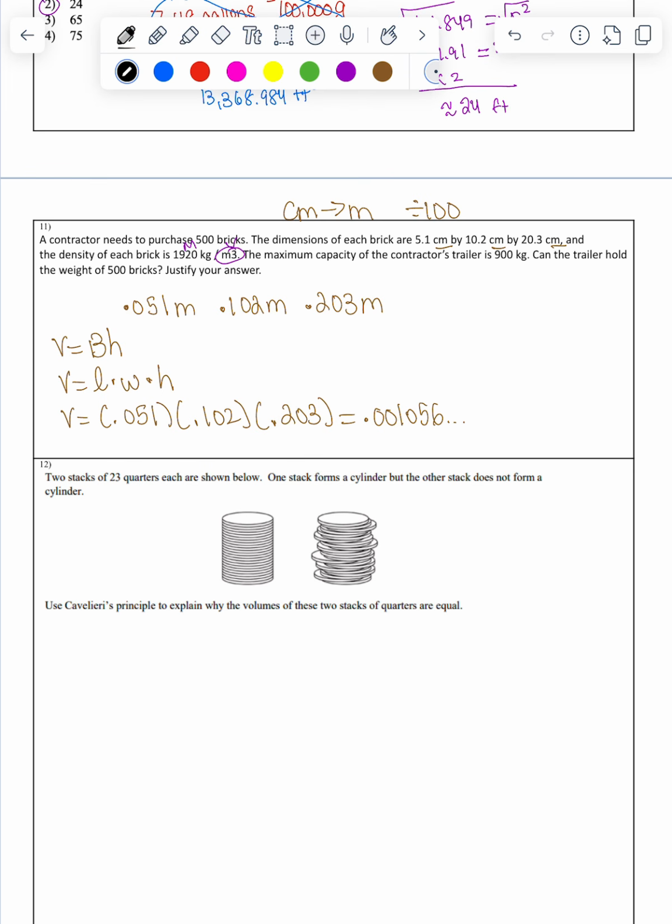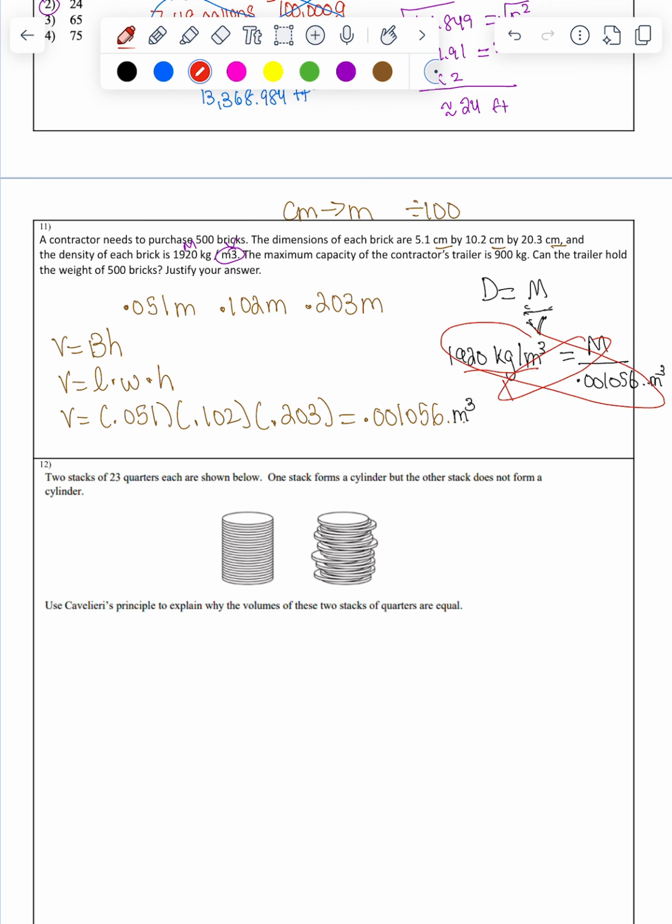So density is mass over volume. The density formula is not provided to you on the test or on the Regents exam. So the density is given as 1,920 kilograms per meters cubed. And sorry, this is meters cubed. And we're finding the mass, the weight of each brick. And we just found the volume in meters cubed. So what we can do is we can put this over 1.